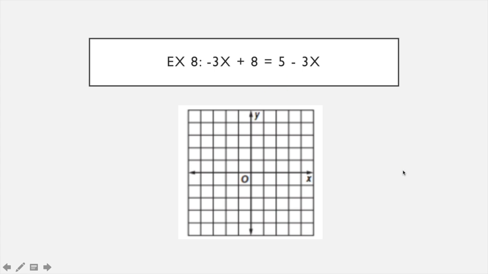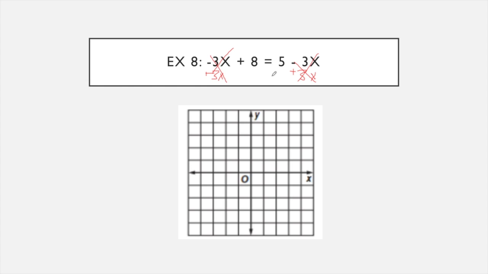Now the 8th example today, we're going to have to do some work to get everything moved to the left side. So first, I know I want this 3x gone. So I'll add the opposite to both sides. So what happens here? These go away. They cancel out. On the left, these also cancel out. So we're left with 8 equals 5.